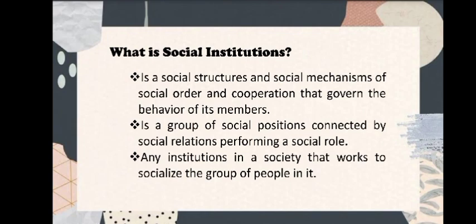So it is understood that social institution is the structures and social mechanisms of social order and cooperation that govern the behavior of its members. So me, you, we are part of social institution. It is also a group of social positions connected with social relations performing a social role.